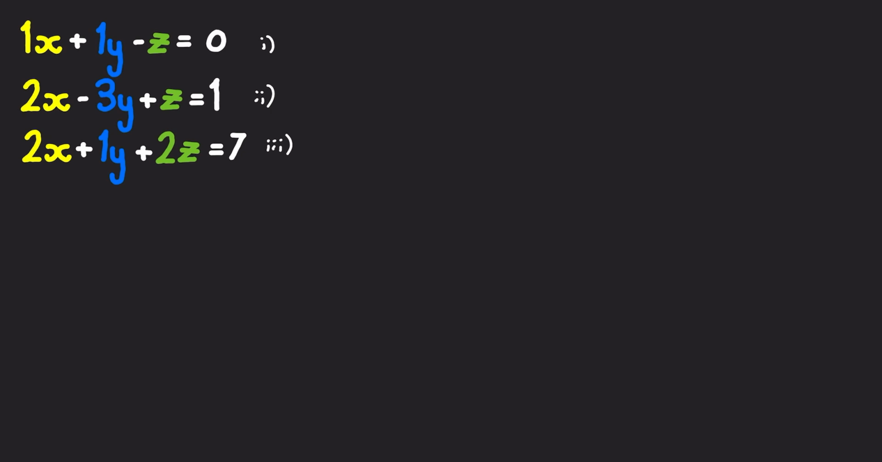So if I say equation 1 plus equation 2, what will I get? I'll be able to cancel out my z variable. So 1 plus 2 is going to be 3x, 1 minus 3 minus 2y, minus x, and minus z plus z is equal to 0, so plus 0 is equal to 1. And we're going to call this a new equation, equation 4.